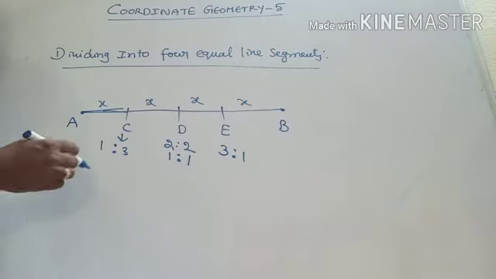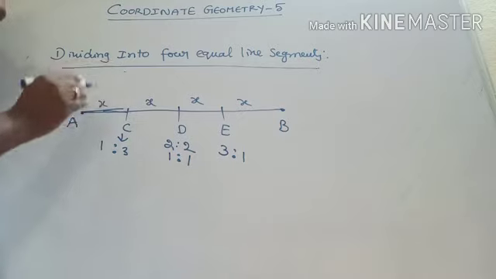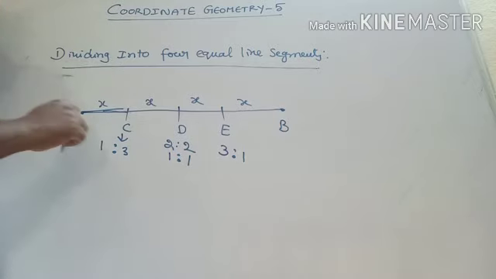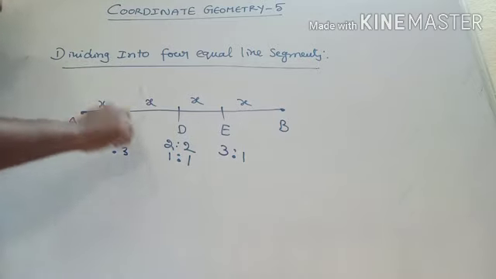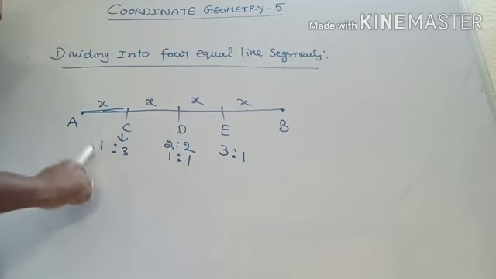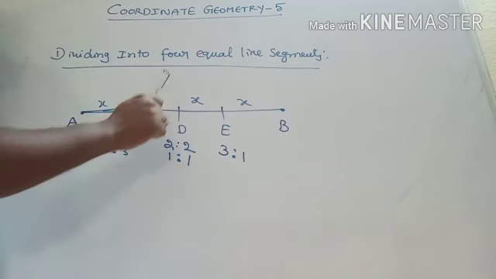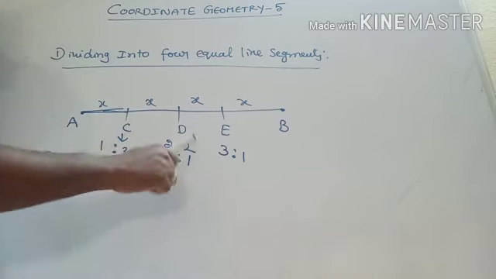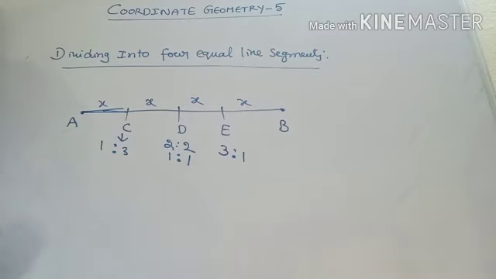Therefore, to divide AB into 4 equal parts, 3 cuts are required, those are C, D, E. C will divide this in the ratio 1:3, D will divide in the ratio 1:1, and E will divide this in the ratio 3:1, like this.